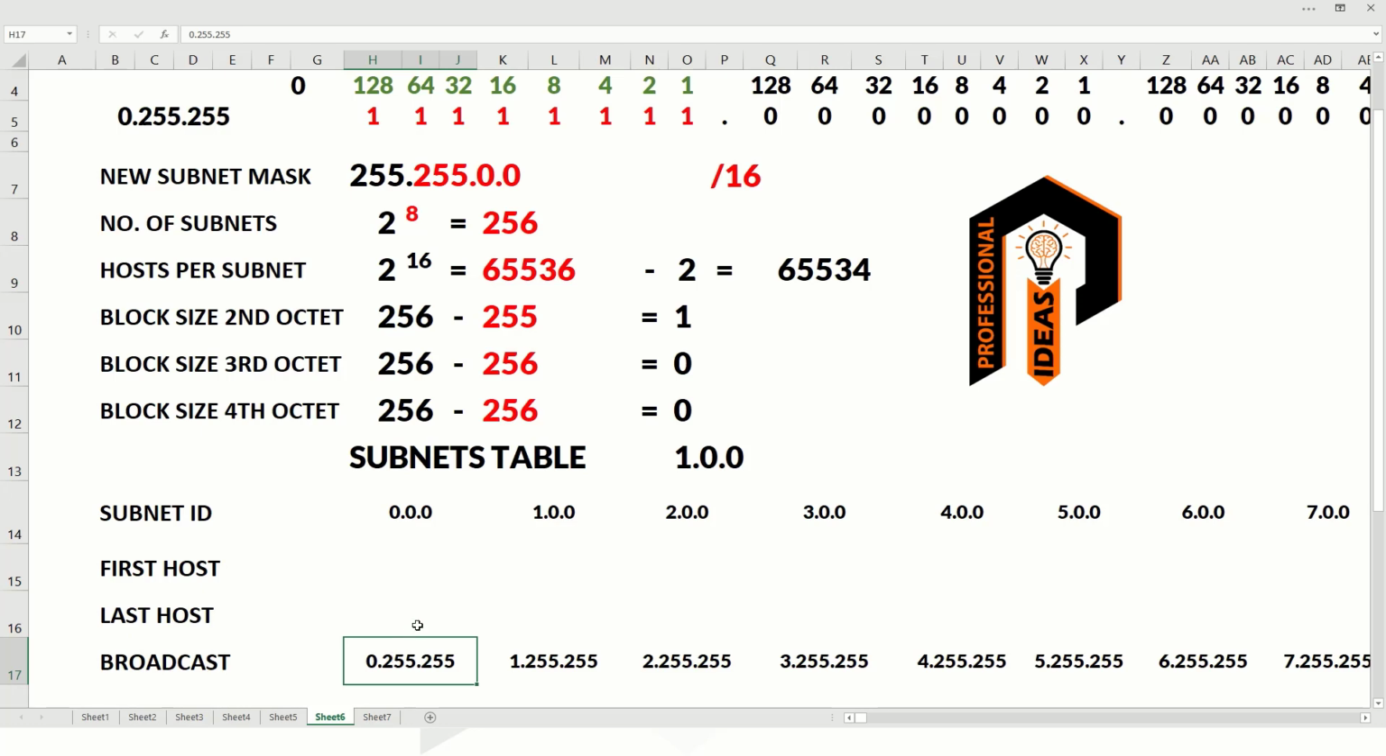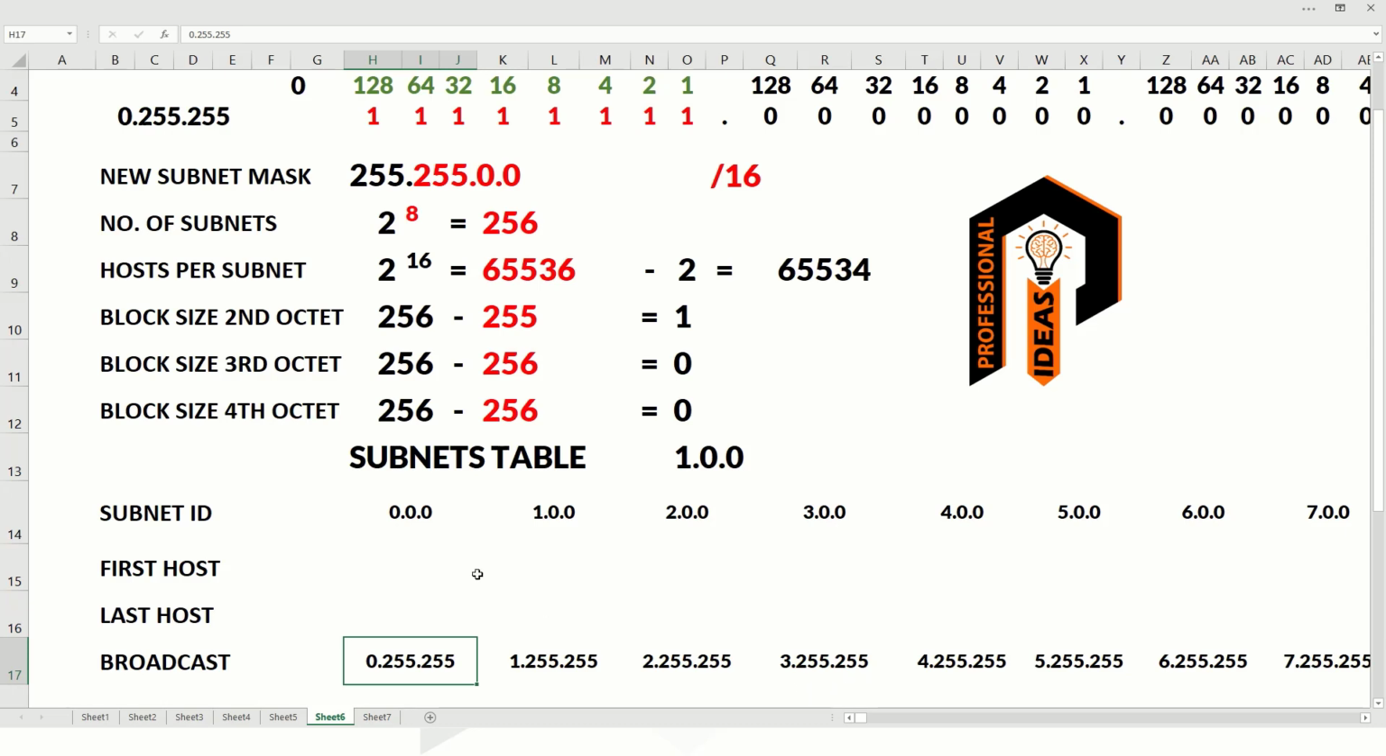For example, if we add 0.255.255 to the 1.0.0 network, we get 1.255.255. Similarly, if we add 0.255.255 to the 3.0.0 network, we get 3.255.255 as the broadcast address.